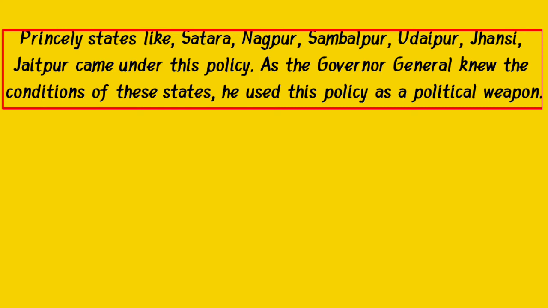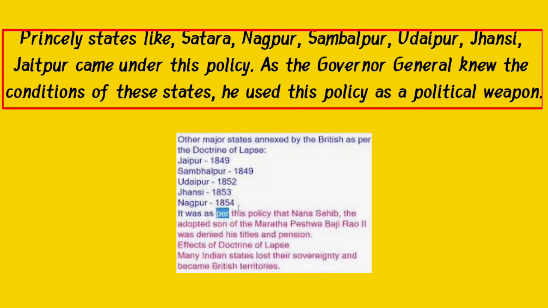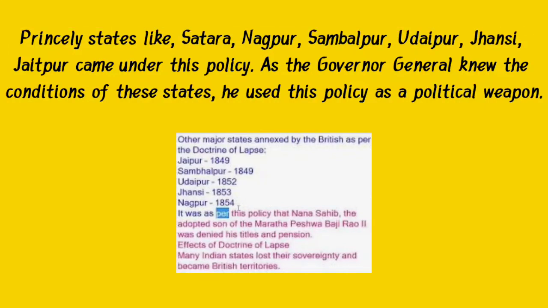As the Governor General knew the conditions of these states, he used this policy as a political weapon. So students, here you have to remember that Dalhousie, who arrived in India as the Governor General in 1848, made an attempt to integrate Indian princely states with the British Empire. So he started annexing the princely states. He adopted the Doctrine of Lapse policy, whereby the adopted children of Indian kings were refused the right to the throne.